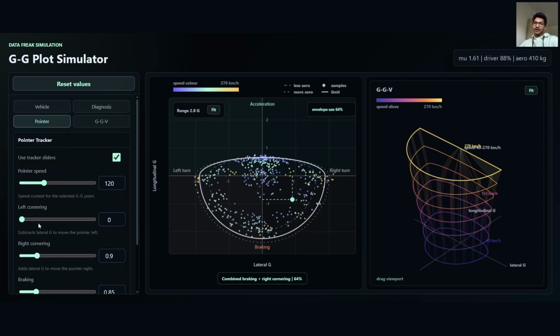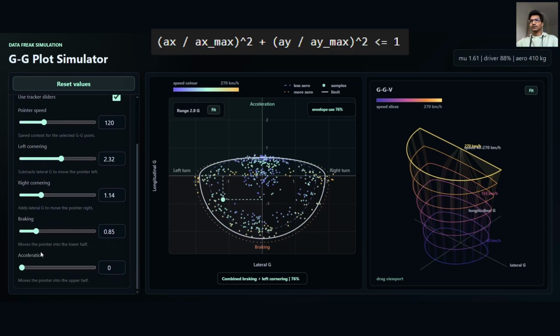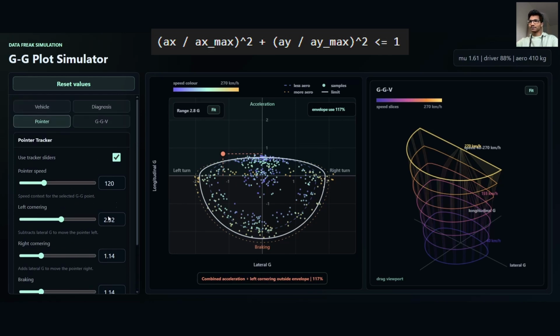At vehicle level, we can think of this limit using a simplified friction ellipse. If the car is braking hard, it has less grip left for it to corner. If it's cornering hard, it has less grip left for it to brake or accelerate.